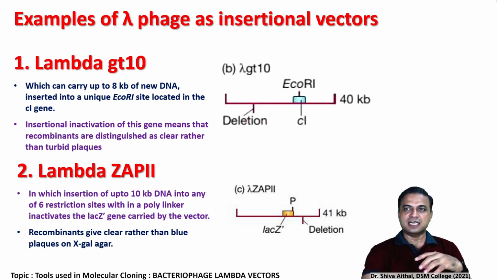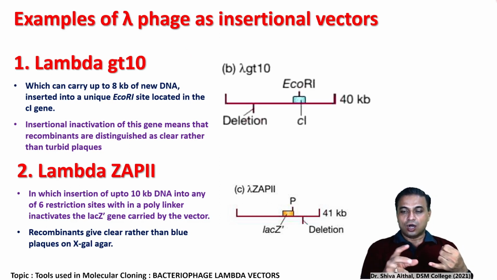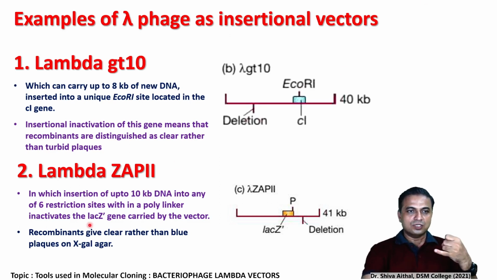So lambda gt10, as I said, one of the factors influencing its use is how you are going to detect it. So it gives clear plaques. One of the features of this is that it gives clear plaques. Okay, so this is one.